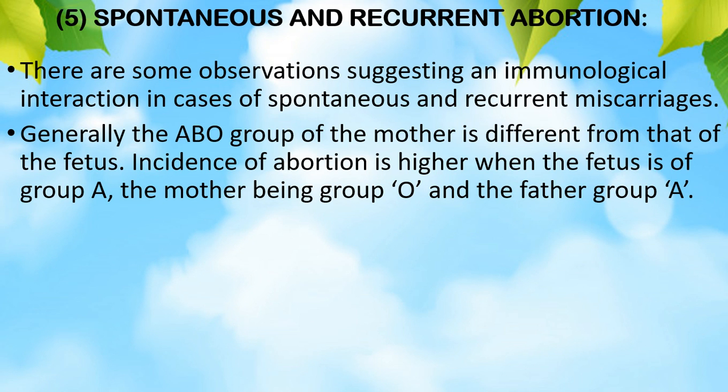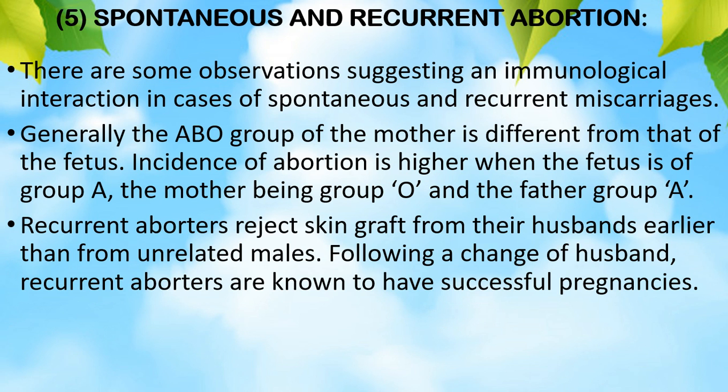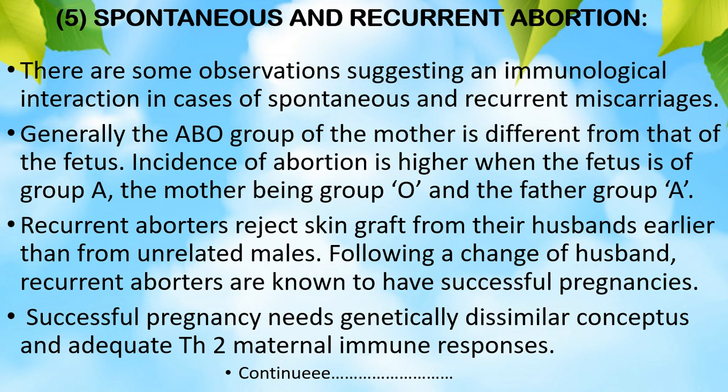Generally, when the ABO group of the mother is different from that of the fetus, the incidence of abortion is higher, for example when the fetus is group A, the mother is group O, and the father is group A. And recurrent aborters reject skin grafts from their husbands earlier than from unrelated males. Following a change of husband, recurrent aborters are known to have successful pregnancies.